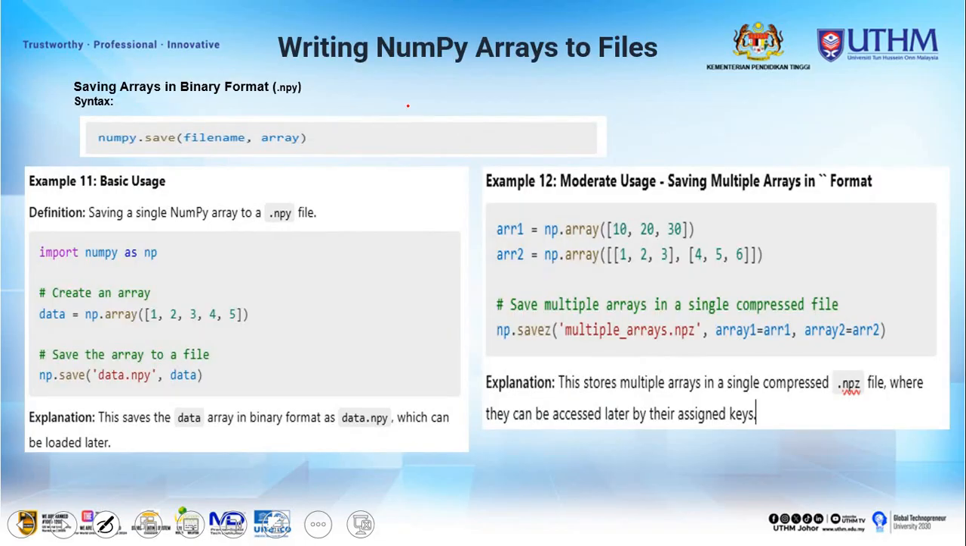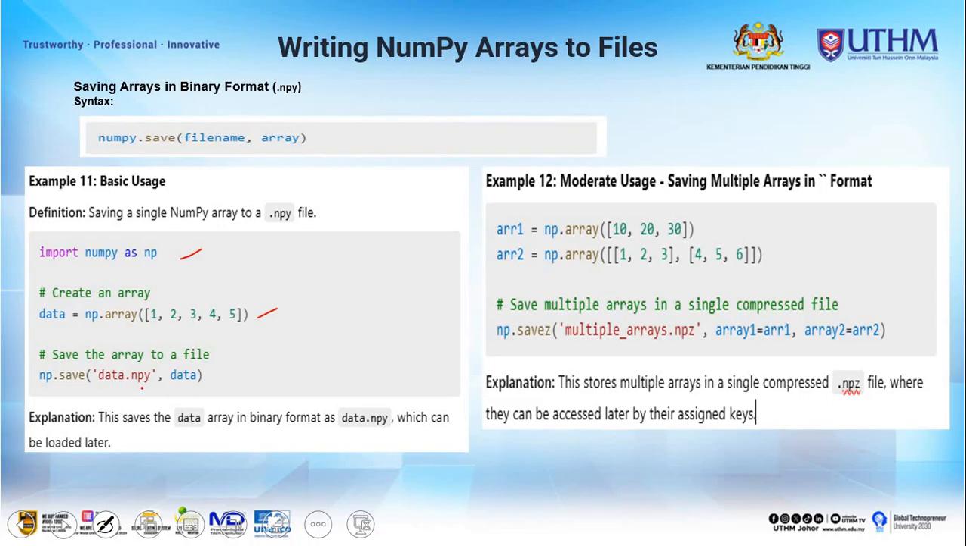Okay, writing NumPy arrays to files. np.save, file name, comma, array. So import numpy as np, data equal to np.array. So this is our data, and we want to save this data into npy format.